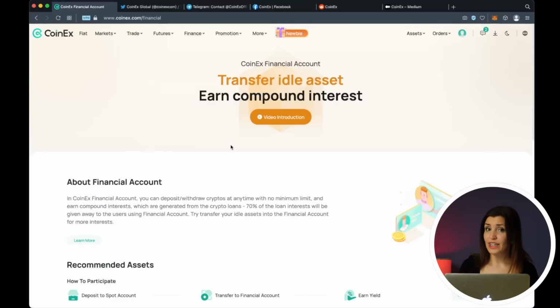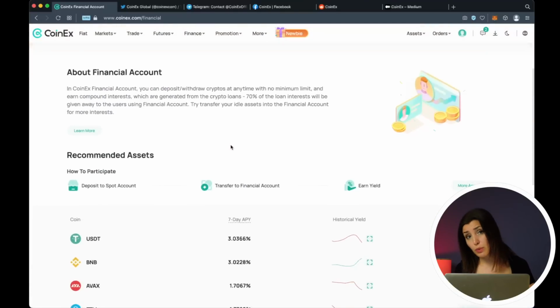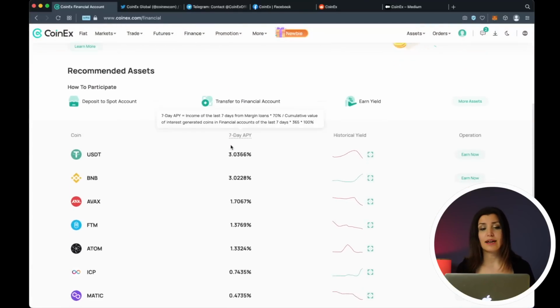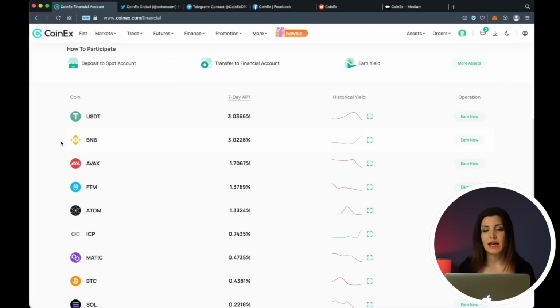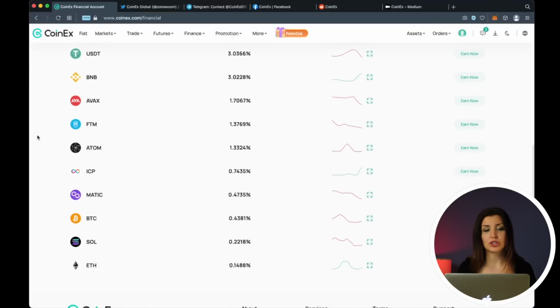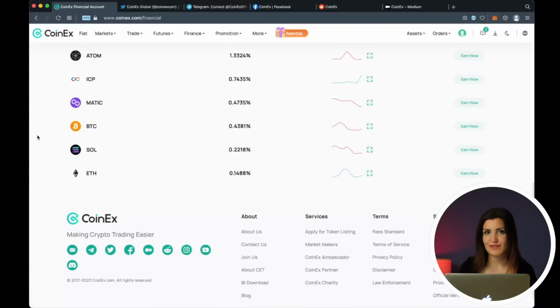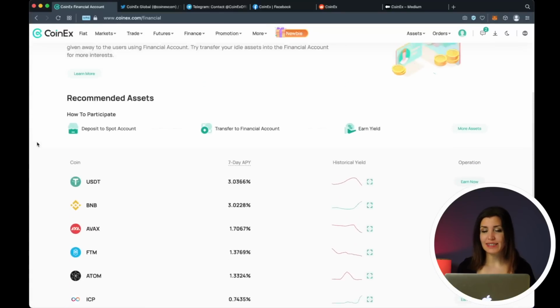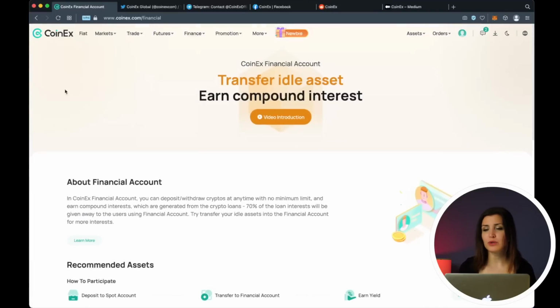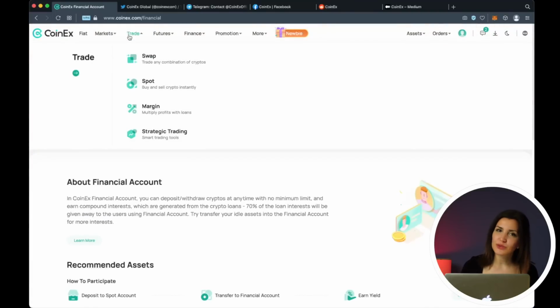In the CoinEx financial account, for example, you can deposit or withdraw cryptos at any time with no minimum limit and earn compound interest which is generated from the crypto loans. In every section in CoinEx, there is a tutorial for you to get the most out of the platform. In terms of trading, CoinEx also offers margin trading, allowing users to trade with leverage and increase their potential profits.